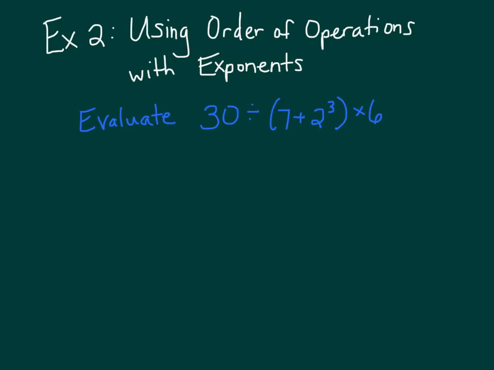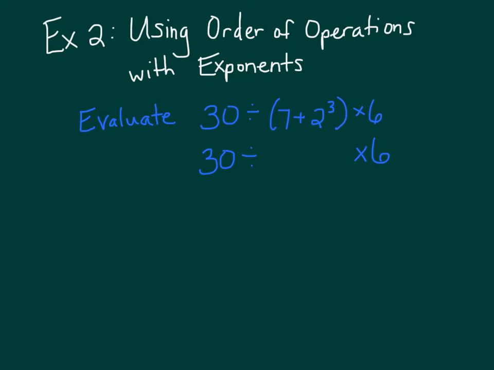Example 2 is very much like example 1, but this time we're going to use order of operations with exponents too. This time we're going to evaluate 30 divided by, and then in parentheses, 7 plus 2 to the third power, or sometimes we say 7 plus 2 cubed, and then times 6. And again, we have to do whatever's in parentheses first. So when we are writing this out, we're going to keep the 30 the same, the division the same, and the times 6 at the end is going to be the same. And we're just going to focus on this part that's in parentheses right now.